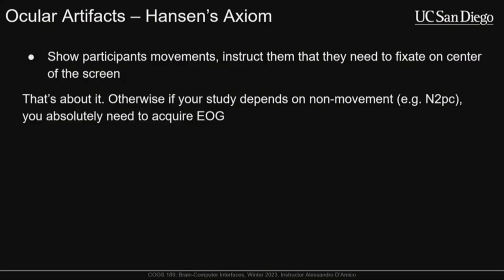Cool. And then the Hansen's axiom, again, show participants these movements, instruct them that they need to fixate on the center of the screen if they need to fixate on the center of the screen. And that's about it for ocular artifacts. Otherwise, yeah, you just need to make sure you're recording EOGs and make sure that certain artifacts are not being generated if your task depends on it.